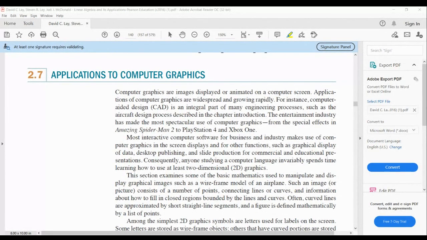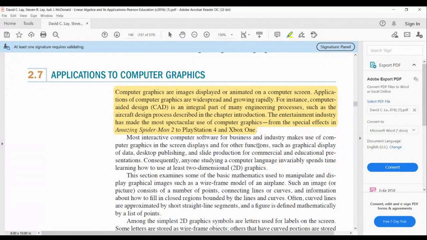Okay, applications to computer graphics. So, you all know about computer graphics here. Computer graphics are displayed or animated on a computer screen, and computer graphics are widespread and growing rapidly. You know that. Computer-aided design (CAD) is an integral part of many engineering processes, such as aircraft design, and they talk about that in the chapter introduction about aircraft design.